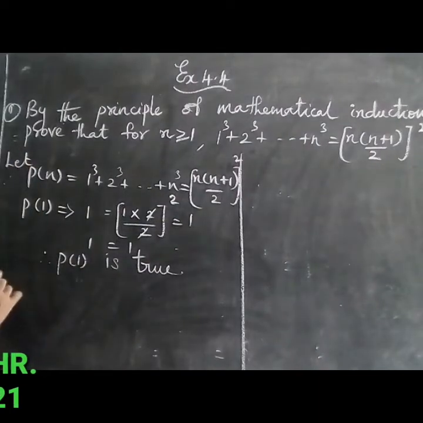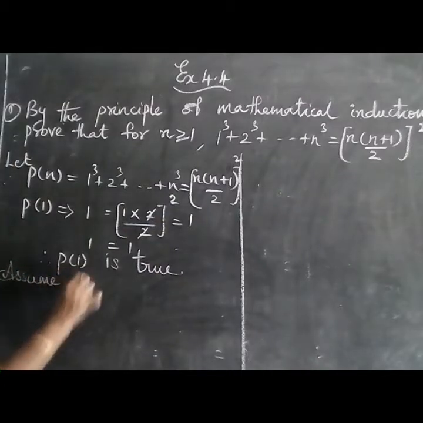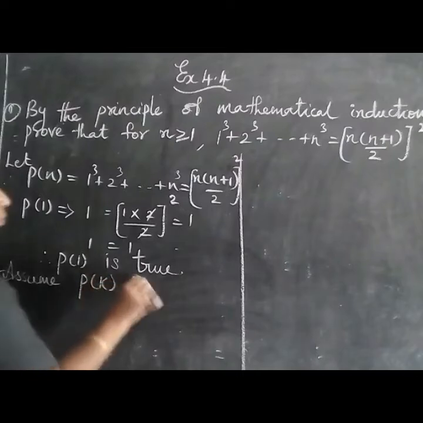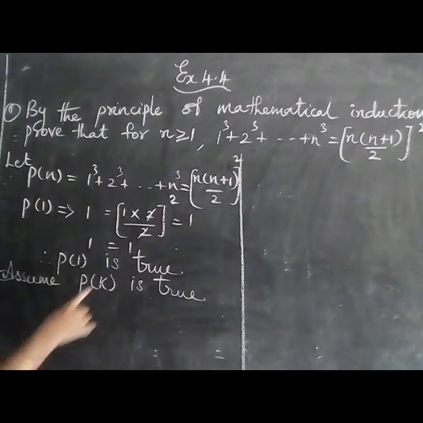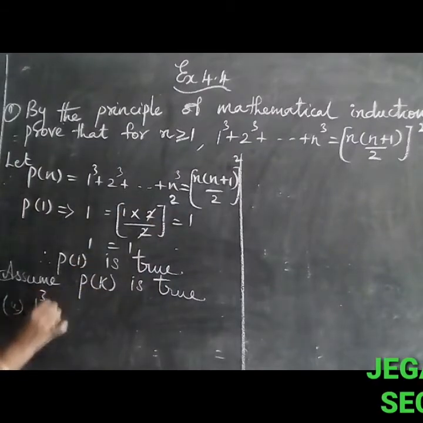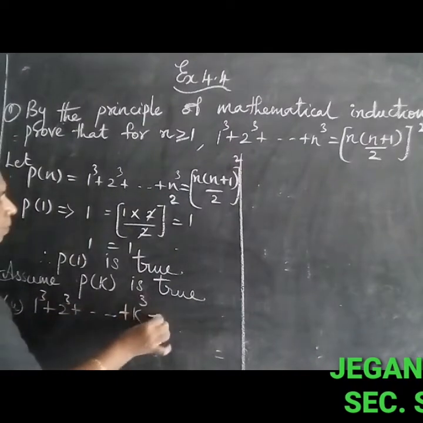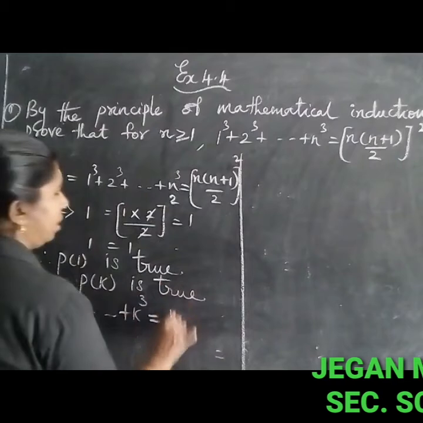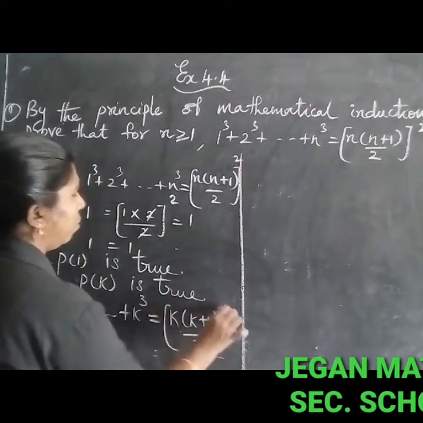Next step we have to assume P(k) is true. So thus we can write the statement in terms of k. That is 1 cube plus 2 cube plus etc. plus k cube equal to [k(k+1)/2] the whole square.